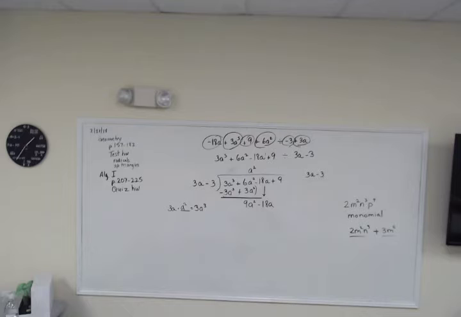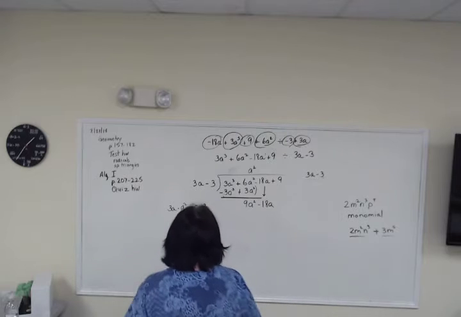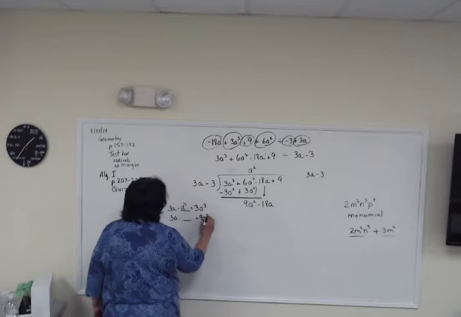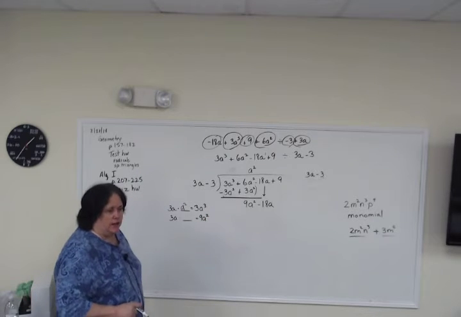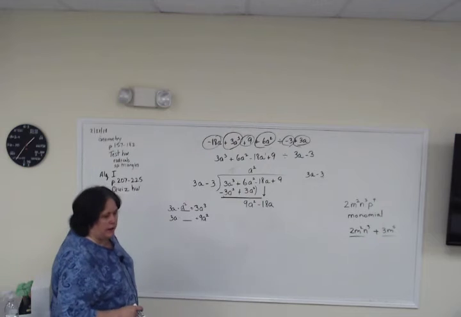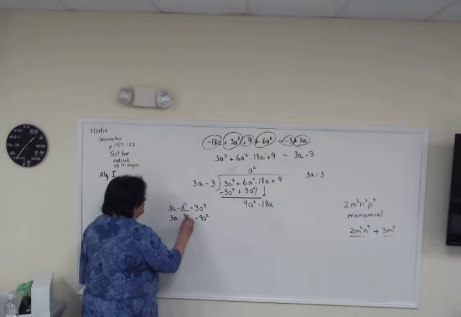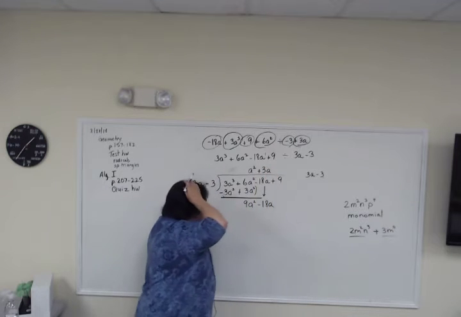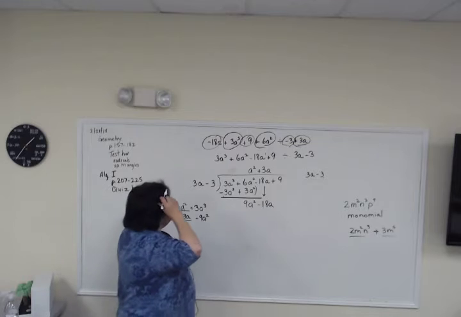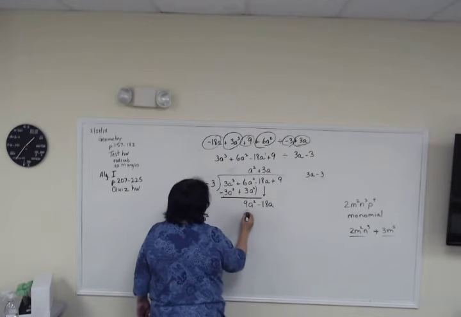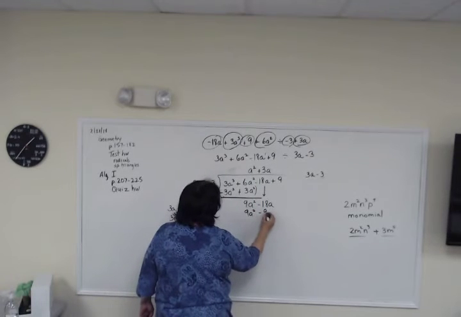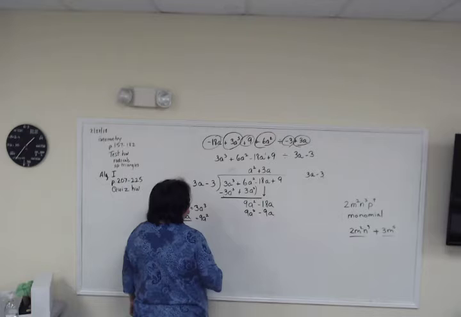So Maddie, we want to know how many 3a's are in 9a squared, but an easier way is to say 3a times what equals 9a squared? You see that? 3a times what equals 9a squared? 3a. So that's a positive 3a, so we're going to put positive 3a there, right? Then we multiply 3a times 3a, 9a squared, 3a times negative 3, negative 9a.